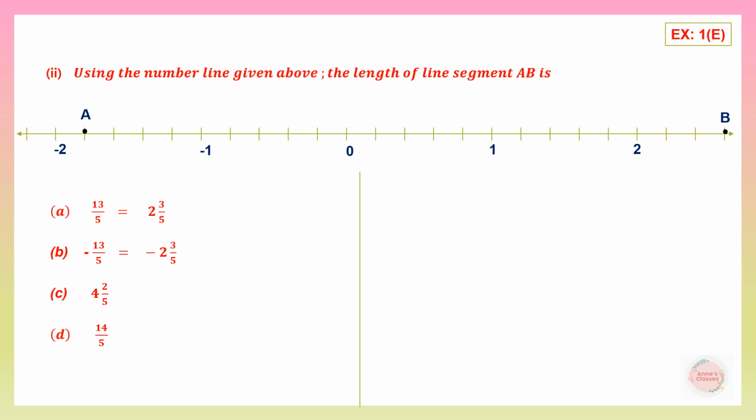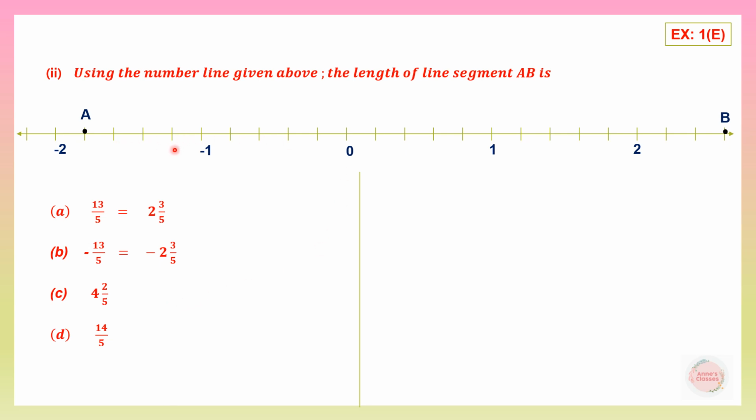Question 2. Now here it says using the number line given above. So I've drawn that number line here for you. This is from the previous question. We take the number line. The length of the line segment AB. So we have A here and B here. What is the length of this line segment? Now there are 4 answers given here. We have to choose one correct answer.